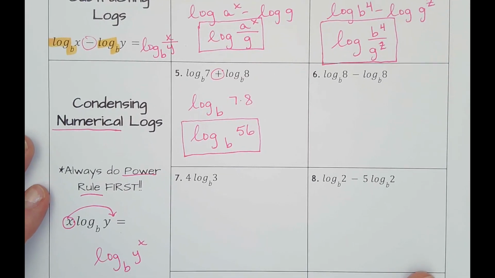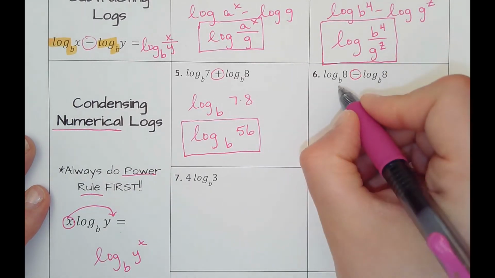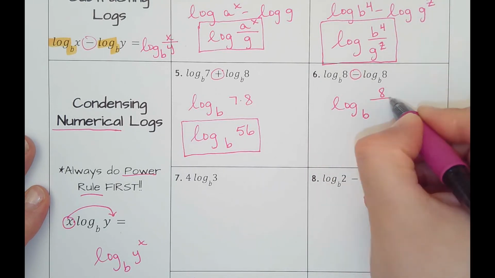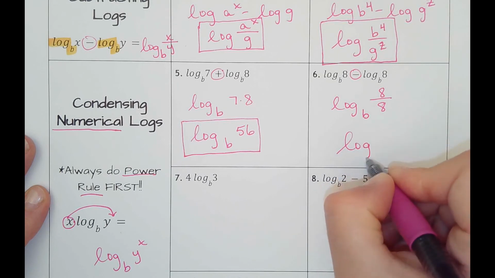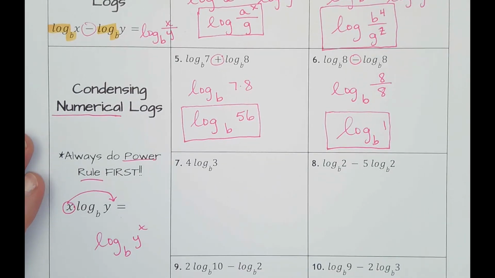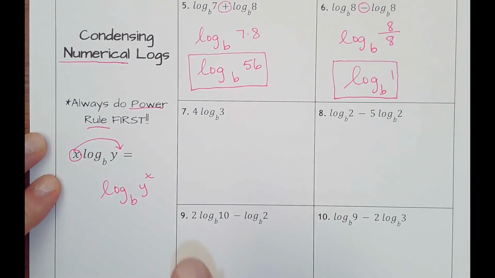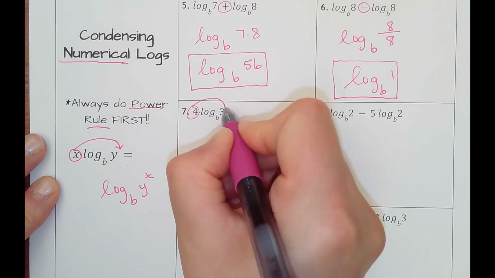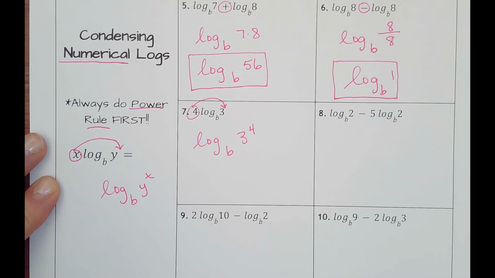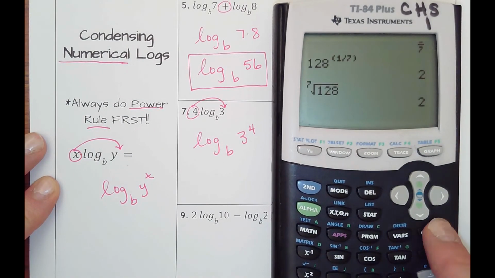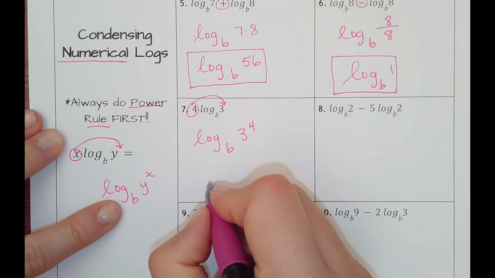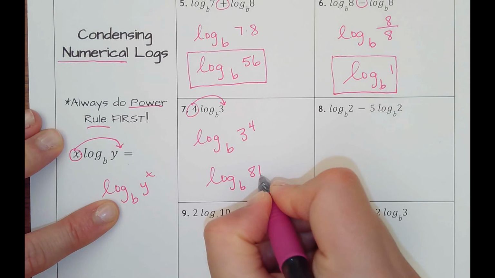Okay. Number 6, we've got subtraction between logs. They have that common base b, and we're going to take 8 divided by 8, which is 1. So this would be log base b of 1. Okay, number 7, we've got 4 times our log, so let's move that 4 as a power. So this would be log base b of 3 to the 4th power, and we need to figure out what that actually is. I think it's 81? Yep. So this would be log base b of 81.